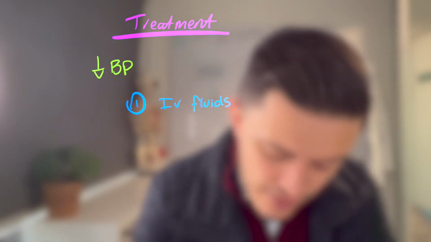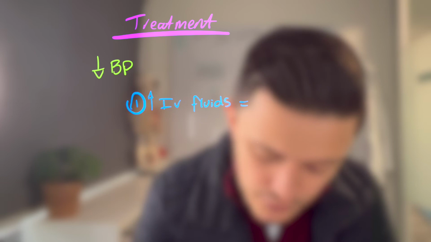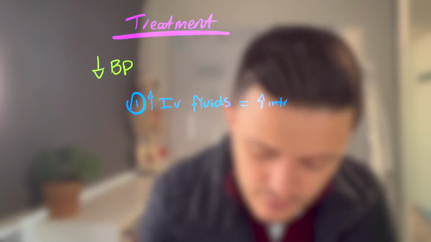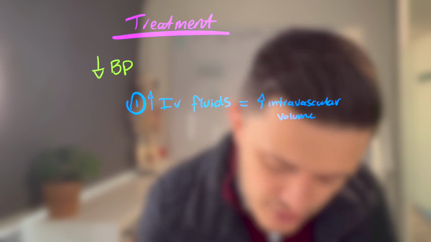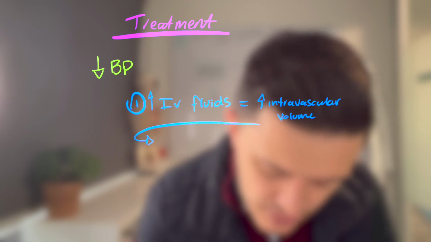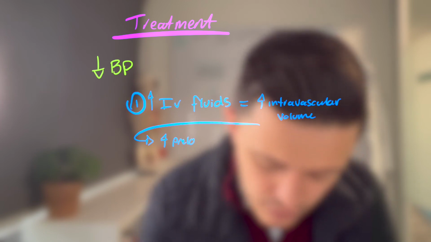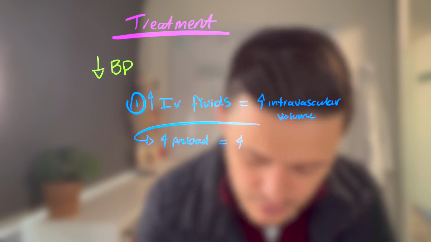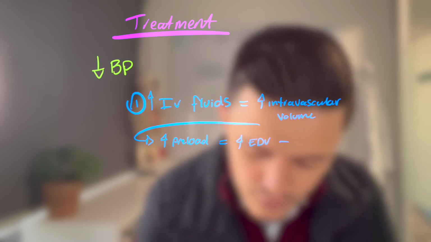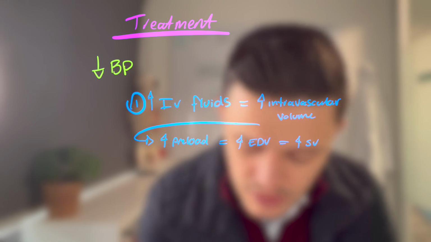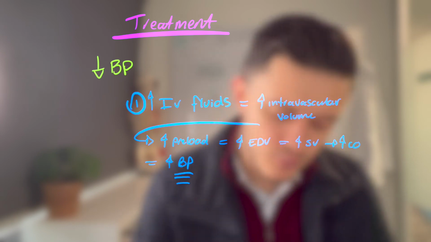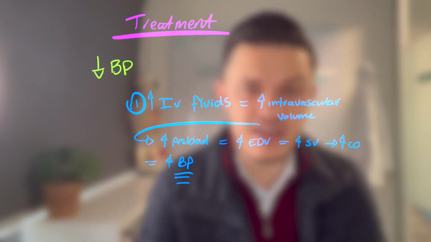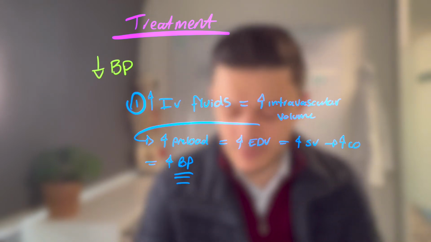So increasing IV fluids equals increased intravascular volume, which therefore increases preload, which therefore increases, remember, end diastolic volume, which increases stroke volume, which increases cardiac output, which increases blood pressure, right? So that's one of my big ones. That's how we can reverse the decrease in blood pressure by giving IV fluids. That makes a lot of sense, right?